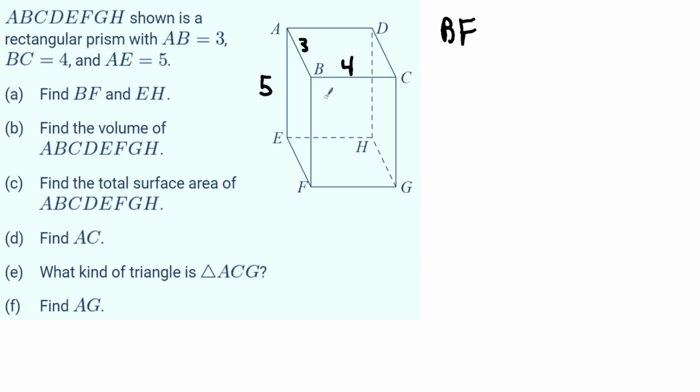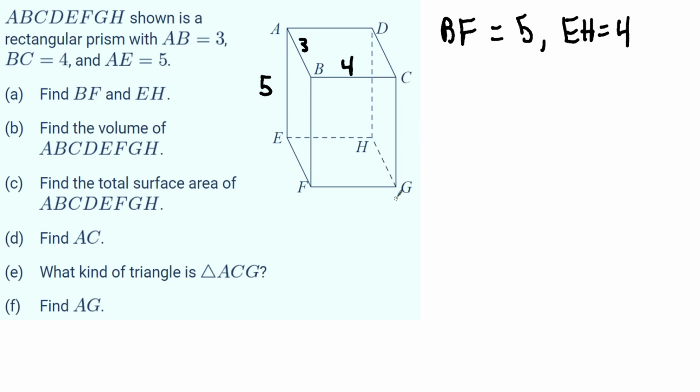Well, BF is, we notice, this line that goes from the one base, ABCD, all the way down to the other base, EFGH. So it would be the same thing as the line AE, which is 5. Then it asks us what EH is. EH is the same line as AD, and AD is the same line as BC, so therefore EH is 4. And that is all of part A.